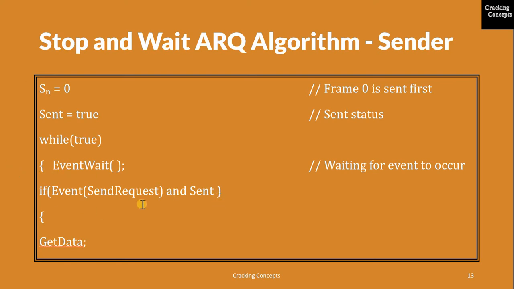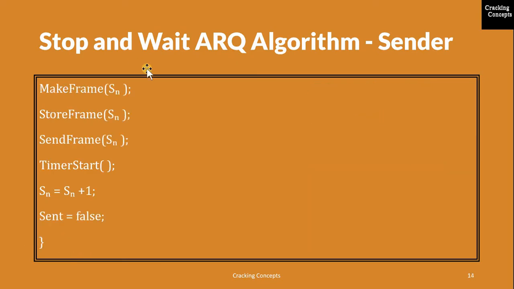Now if the event that occurred is to send a request, and if the status of sent is true, which means the sender has to send data to the receiver. As part of this, it is supposed to get the data, then it will make a frame which is Sn that is to be sent. Then it will store this frame Sn so that in case of retransmission, this copy can be sent, and it will actually send the frame.